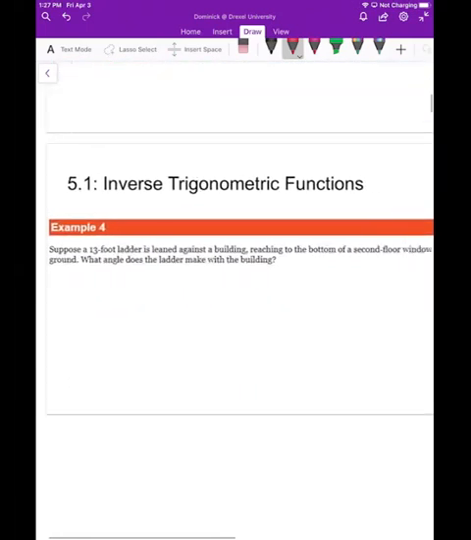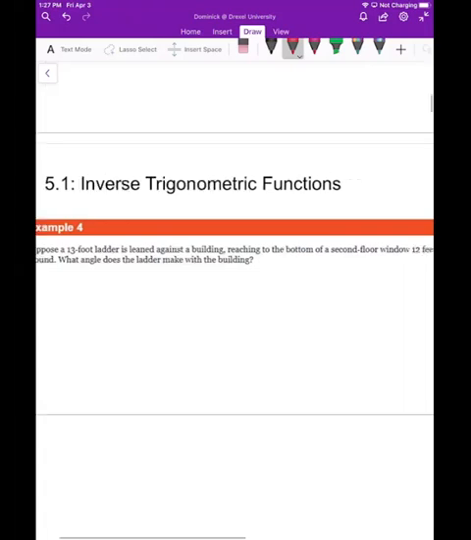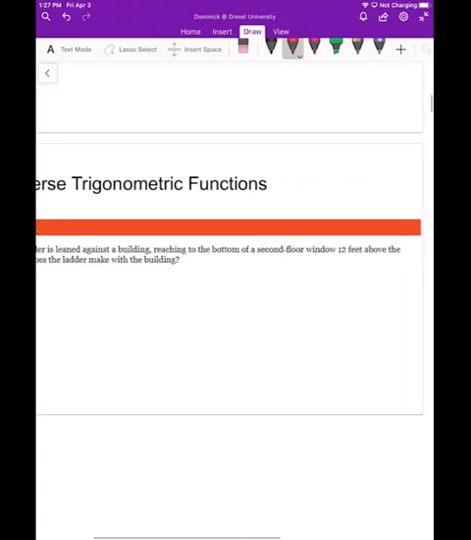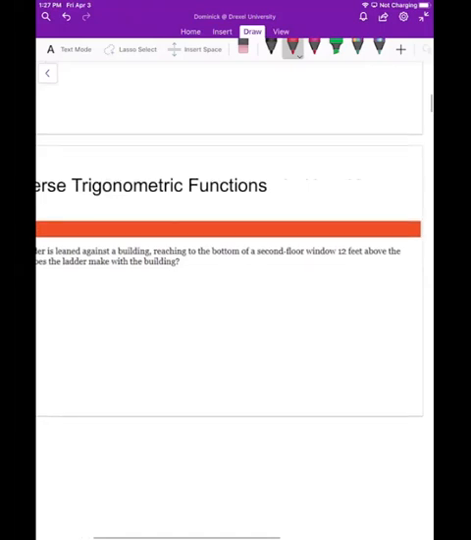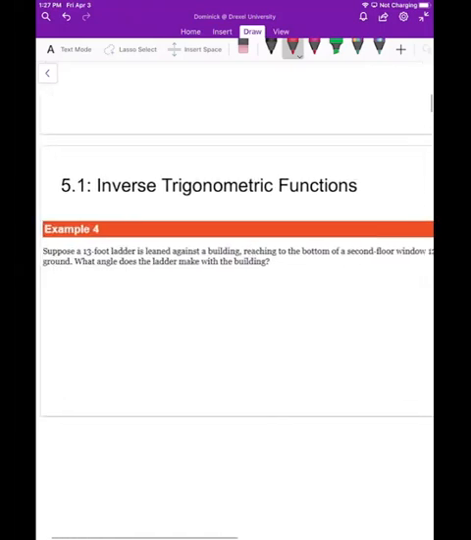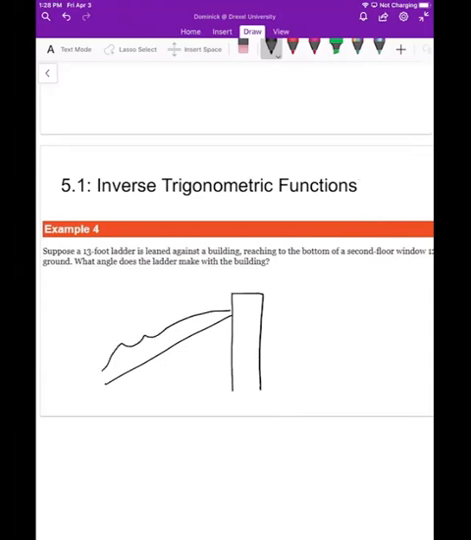Okay, now if we look at this word problem, we're supposing that a 13-foot ladder is leaned against a building, reaching to the bottom of a second floor window that's 12 feet above the ground. We want to know what angle the ladder makes with the building. So if we draw this out, and in all these problems, the idea is to try and get a right triangle involved. We know that this ladder is 13 feet, and we know that this height, I think they said, was 12 feet.